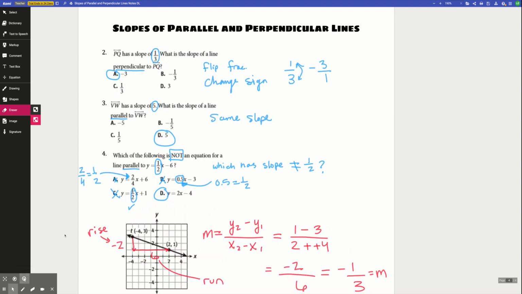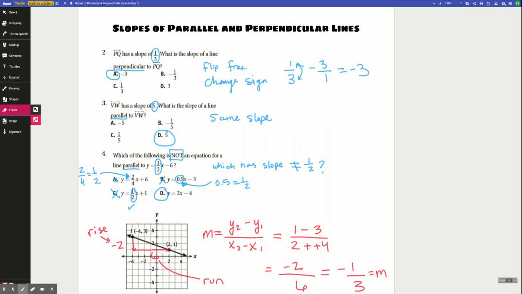All right, folks, so on the screen, you can see your answers for 2, 3, and 4. So 2 says I have a line with a slope of 1/3. They want to know what's the slope of a line perpendicular to PQ. So remember, perpendicular is flip the fraction and change the sign. So 1/3 becomes 3/1. And then since the original was positive, I need to change the new one to negative. So my new slope is negative 3/1, which is just negative 3. So A is the right answer for that one.